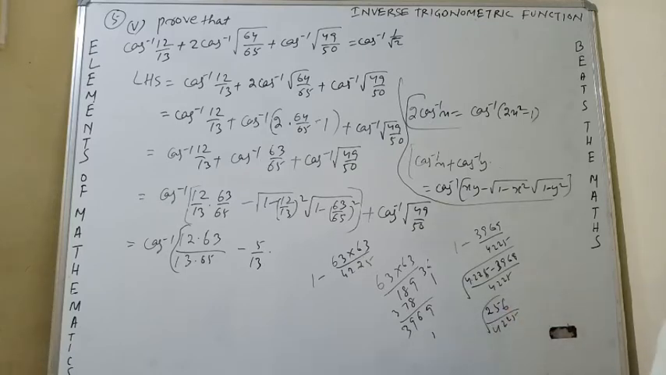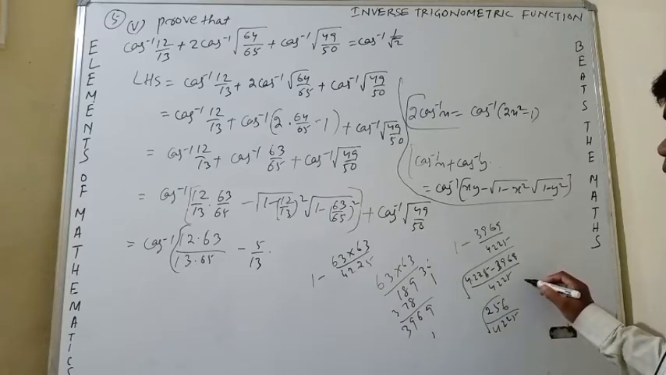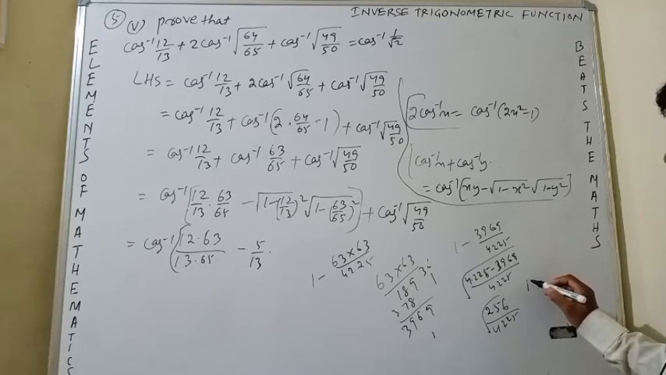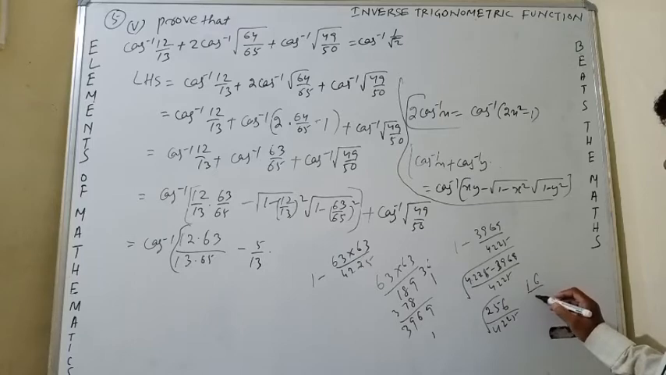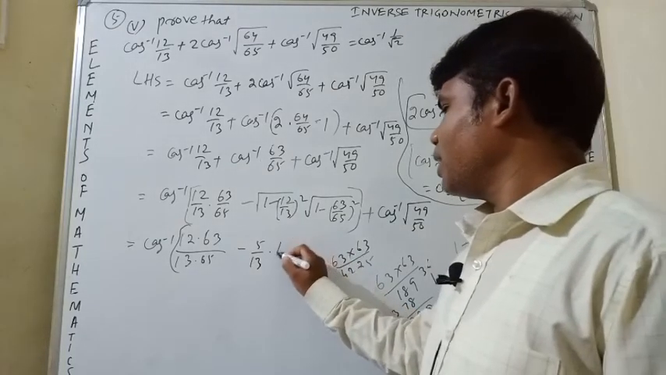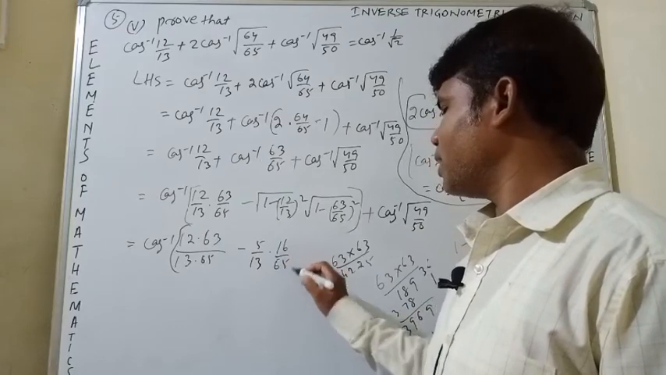Root of 256 is 16. Root of 4225 is 65. So we have to write 16/65.